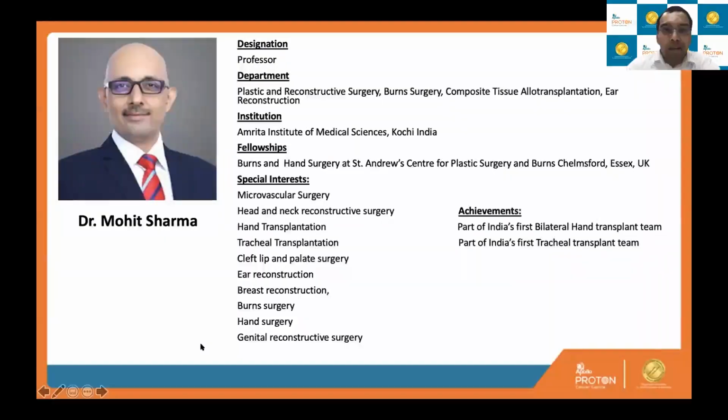So our next speaker is Professor Dr. Mohit Sharma, who is a professor in the Department of Plastic and Reconstructive Surgery, Burn Surgery, and Composite Tissue Allotransplantation and Reconstruction at Amrita Institute of Medical Sciences. Dr. Mohit Sharma completed basic medical training in SMS College, Jaipur in 1995. Followed by that, he did his master's in general surgery in the same institution. And then he completed his specialization in plastic and reconstructive surgery from the Safdarjung Hospital, New Delhi in 2002.